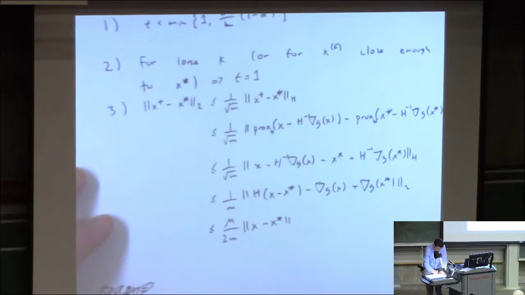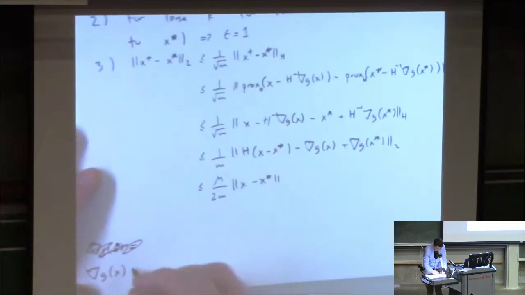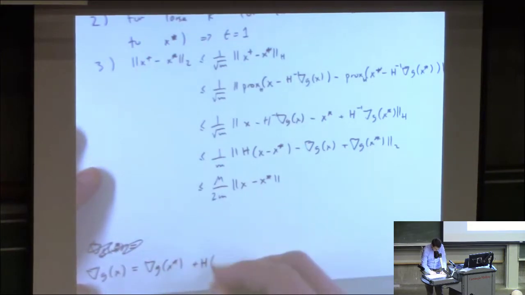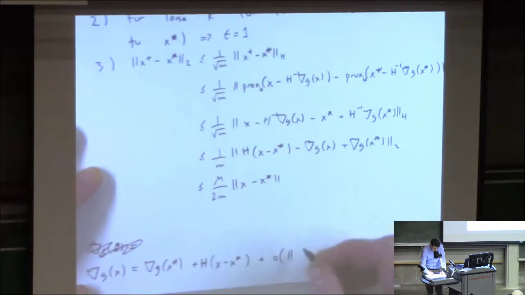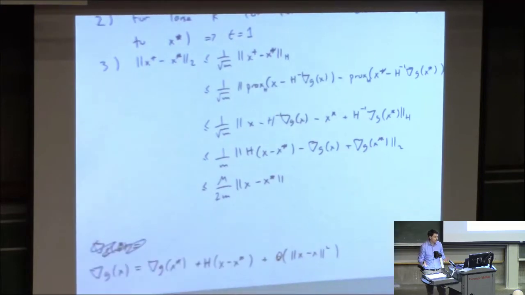This is equal to the gradient of g at x. This is equal to the gradient of g at x star times the Hessian of g at x here, times x minus x star, which is exactly what we have inside here, plus some term that depends on x minus x star squared, right? Because that's our Taylor expansion. We have only terms that are lower order than x minus x star, they're x minus x star squared.